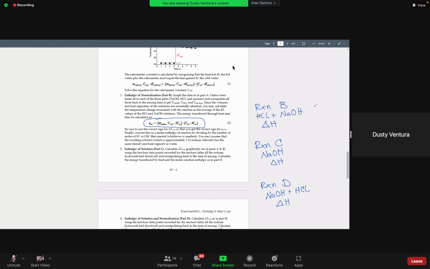So these two reactions should equal this reaction. So this is why this lab is an application of Hess's law. That's what we did. This was negative 60,000, negative 30,000, and then negative 90,000.